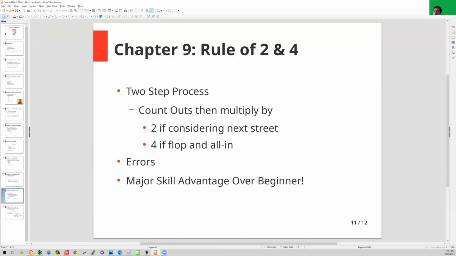Some people just don't do this. They don't consider how much equity they have. They're just kind of going for it. Any draw is a good draw, basically. Right. So maybe in some sense.